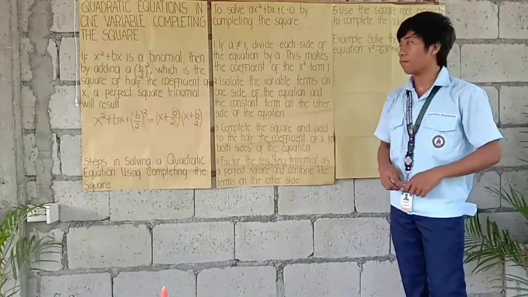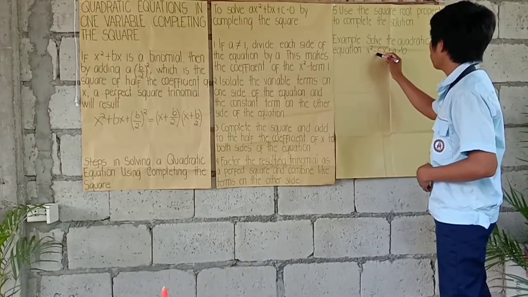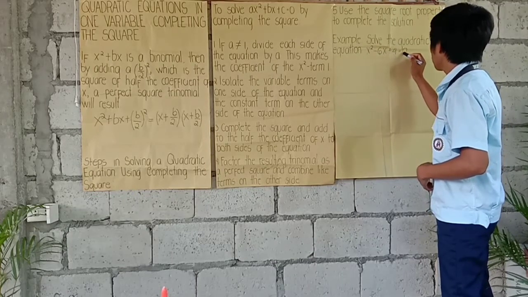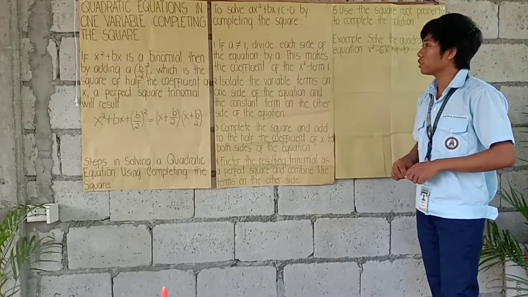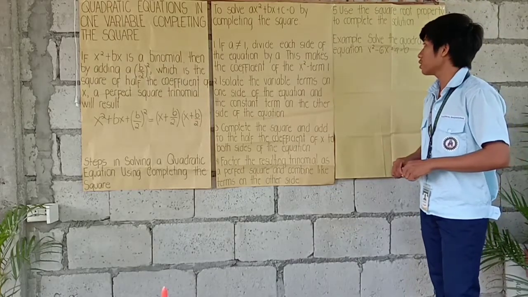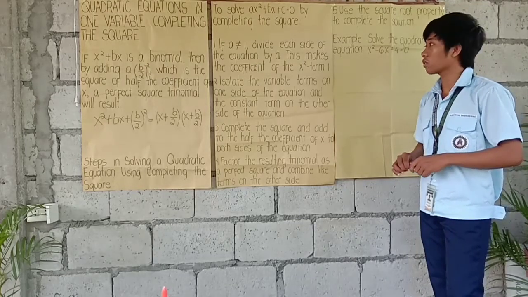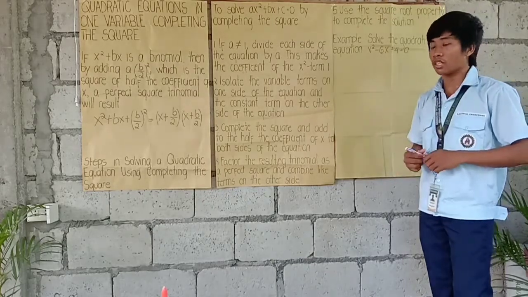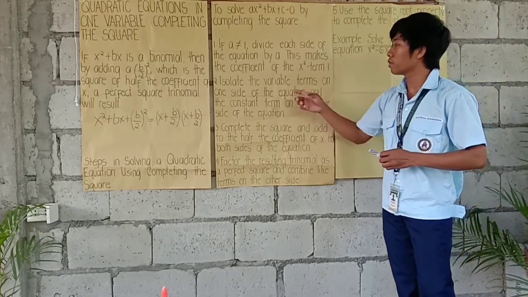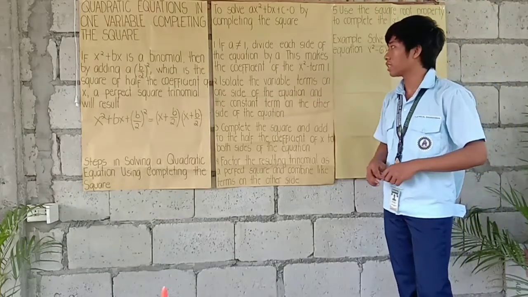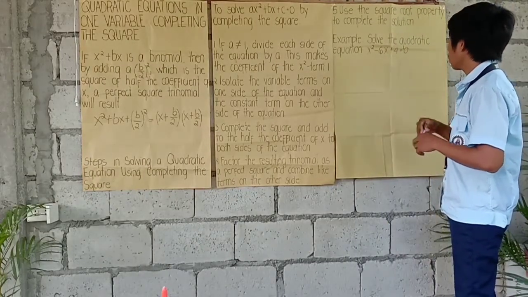So, for example, solve the quadratic equation x squared minus 6x plus 4 equals 0. So, for step 1, since the coefficient is equal to 1, i-skip na natin siya. So magiging 1 na. So punta naman tayo sa step 2 natin. So i-isolate natin yung constant, ililipat natin siya sa right side ng equation.